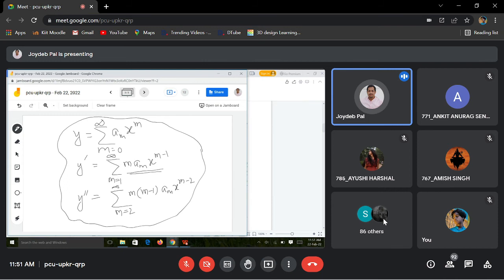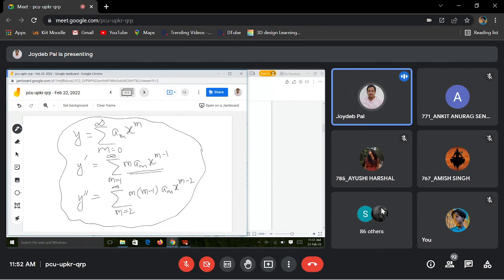The lower limit for y dash was 0 for y, but where will it start from? From 1. Why? The reason is that in the series of y, the first term is a naught. After differentiating, that term vanishes. The rest of the series starts from a1. That is why the lower limit of the summation is 1 to infinity.